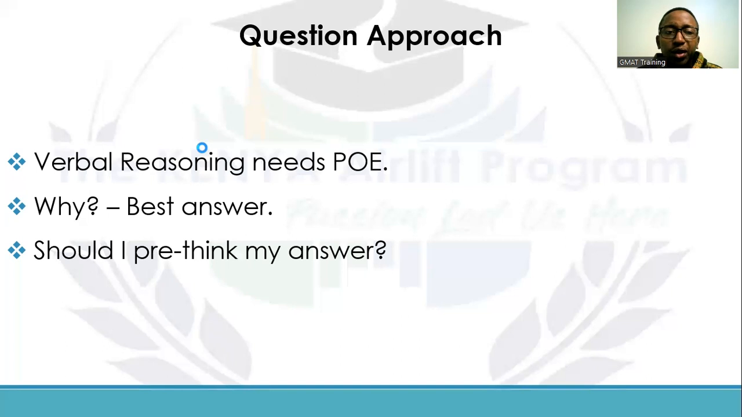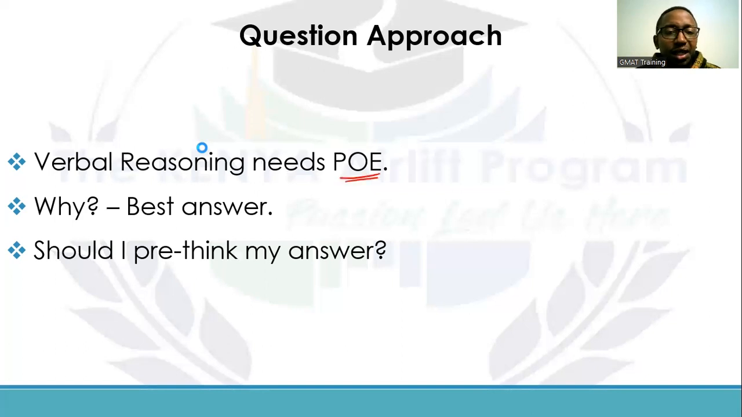So why do we use the process of elimination? Because most of the times when we're dealing with verbal reasoning questions, we're not looking for an absolute answer such that the other remaining choices are absolutely wrong. Most of the times you're looking for the best of those answer options. That means that you may find an answer option that is seemingly correct, but there is another answer option that is better placed in answering the question that we are answering.